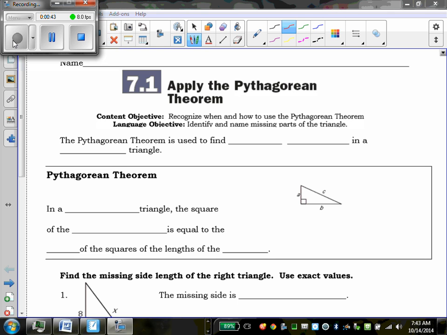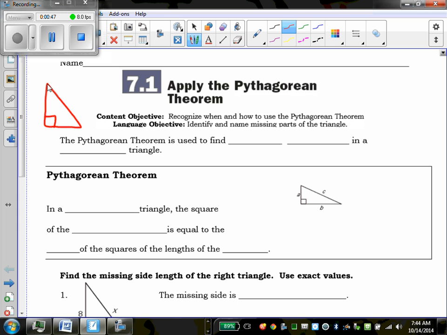And what makes it a right triangle is exactly one of the angles is going to be a right angle. The other two are going to be acute, and one of them is right. So that makes us have a right triangle. And as I said, the Pythagorean theorem is used to find missing sides in a right triangle. So that's useful information.